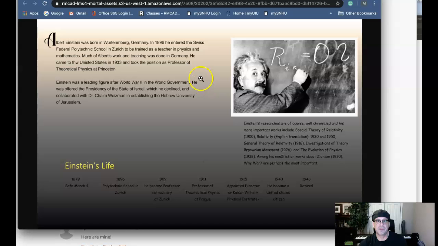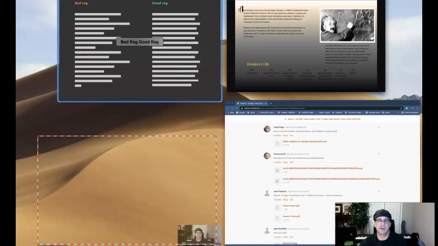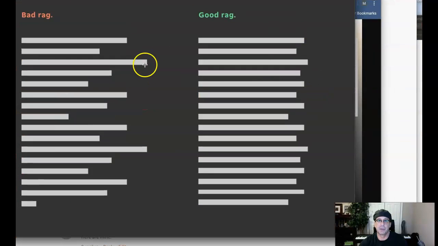This paragraph's fine right here. But see that angle right there and this wavy pattern and that angle right there, that all needs to be adjusted. That angle right there needs to be adjusted. This is what your rag should look like. We want to avoid any kind of angles like that or any kind of wavy patterns like that.